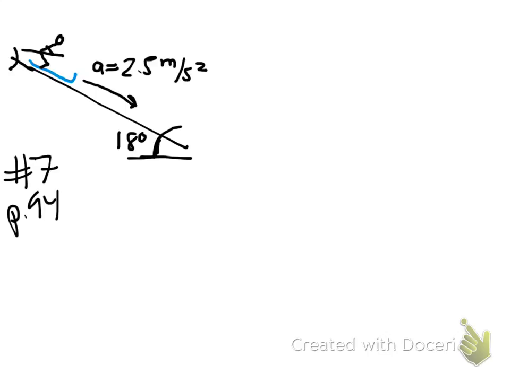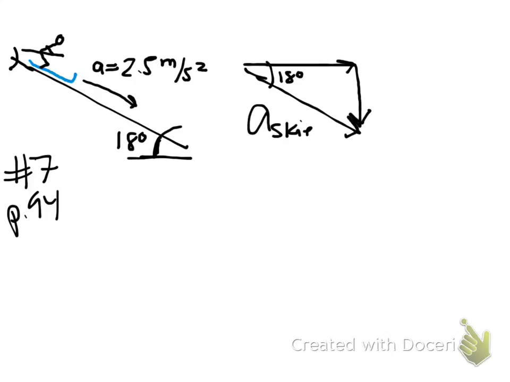You don't need it. So if they are accelerating at 2.5 meters per second squared, we want to know the horizontal and vertical components of the skier's acceleration. Well, if we remove this line and know that this is an 18 degree angle, this is acceleration of skier, this is acceleration on the x, this is acceleration on the y, so then it's just trig. Does that help?